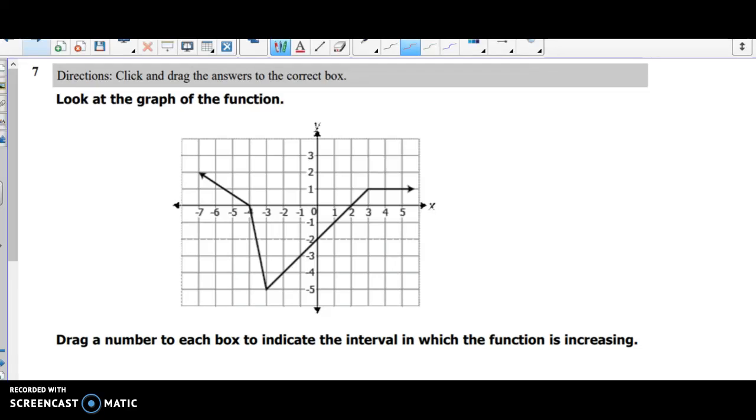For number 7, we want to know the increasing interval. All right, so this is decreasing. This is still decreasing. So from here to here, it's increasing. Here is constant. So this would be on our x-axis. That's the intervals we're looking for when we talk about increasing and decreasing. It goes from negative 3 to positive 3.